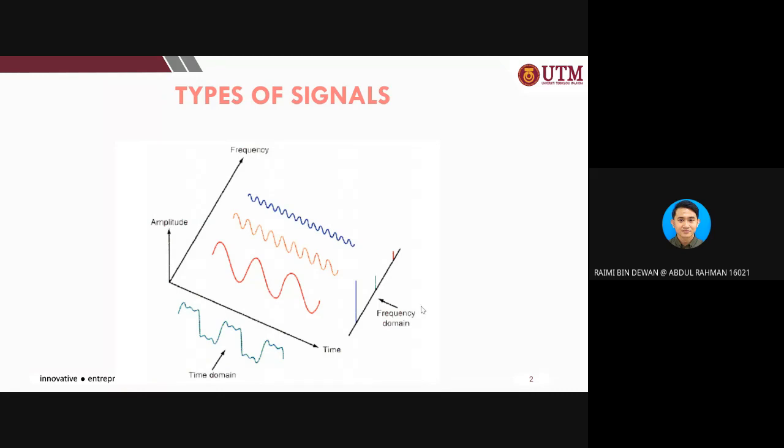However, if you look from the other side, the frequency domain is another way of representing our signals. This one is 10 hertz, where you can see only one spike here, and this one is 20 hertz, and this one is 30 hertz. It's just a different way of viewing.